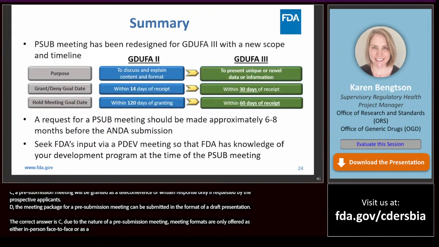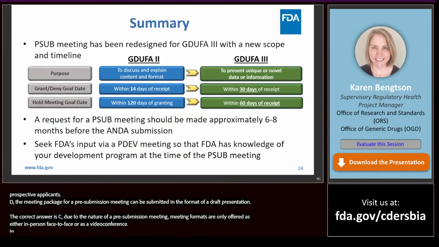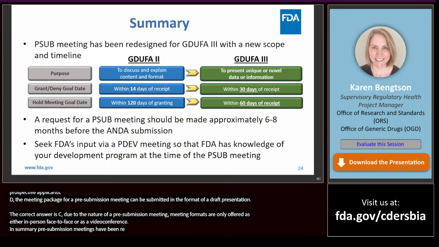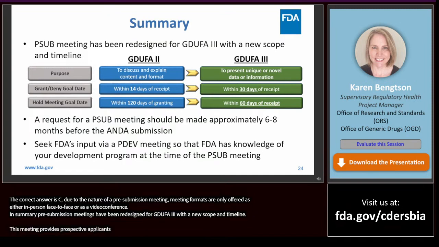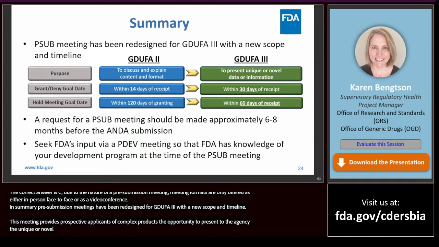In summary, pre-submission meetings have been redesigned for GDUFA III with a new scope and timeline. This meeting provides prospective applicants of complex products the opportunity to present to the agency the unique or novel data or information that will be included in their upcoming ANDA submission.